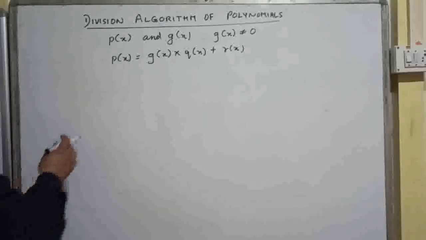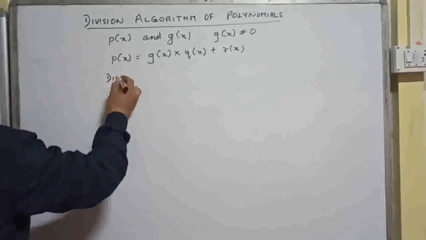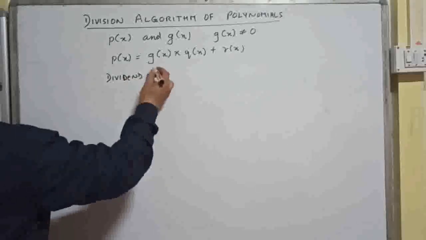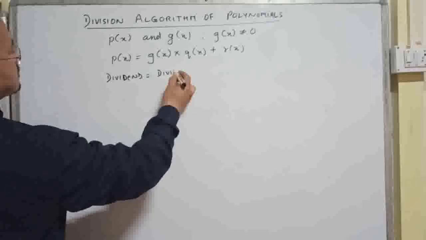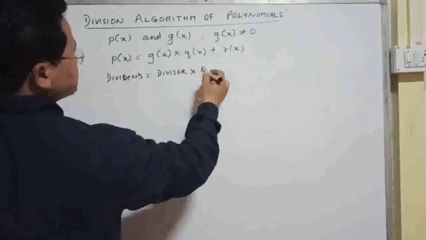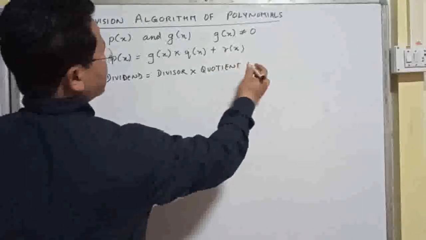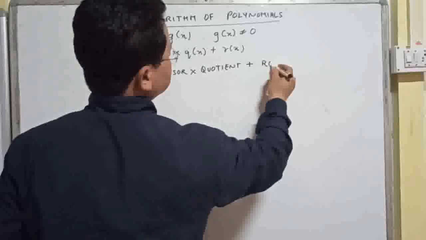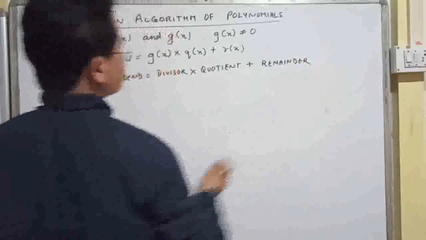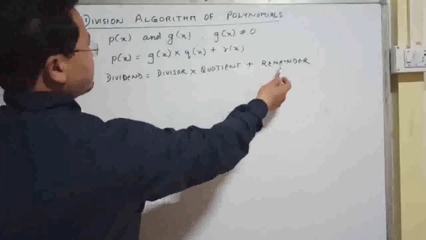In a simpler form, we can express this as p(x) as the dividend, g(x) is the divisor, q(x) as the quotient, and r(x) as the remainder. So, dividend is equal to divisor into quotient plus remainder.